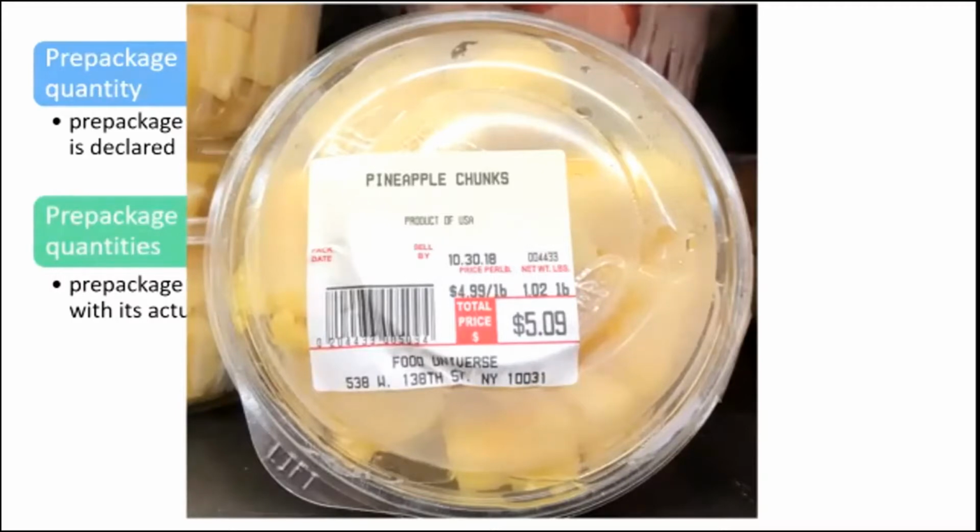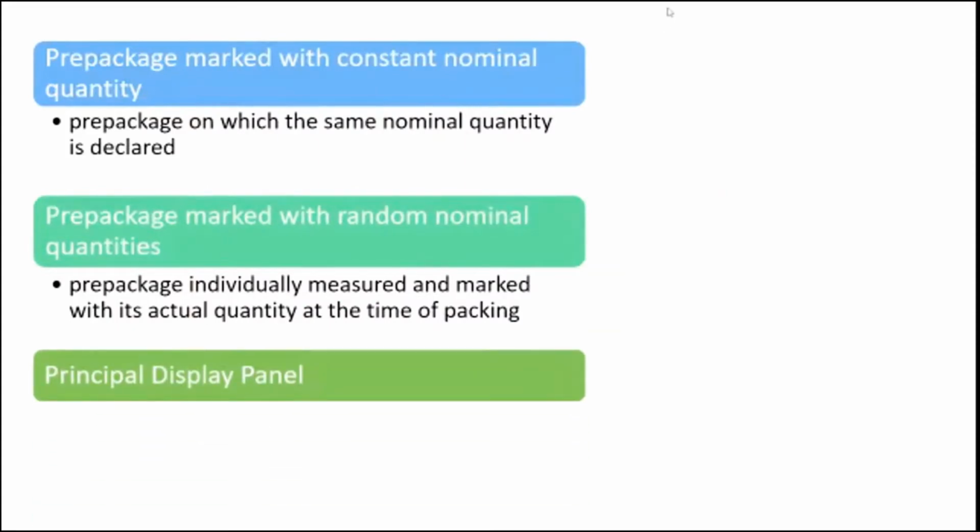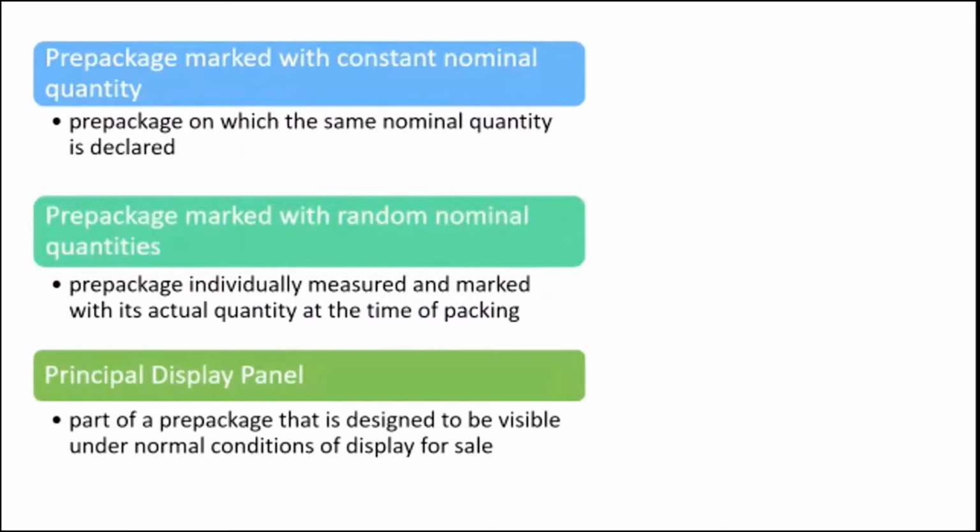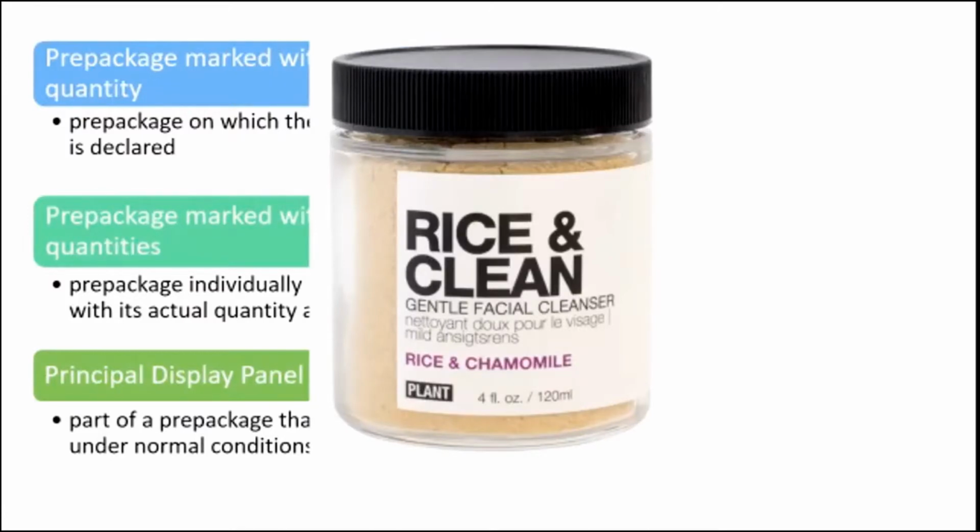Okay, now back to the principal display panel. What is principal display panel? Principal display panel is part of prepackage that is designed to be visible under normal condition of display for sale. So as you can see, this is a quick brief of sample. The sample will be put this way on the display by the time they were sold. So principal display panel is one thing that the consumer could see for the first time to buy the prepackage. Okay. Any question before we move on? No? Okay, we continue.